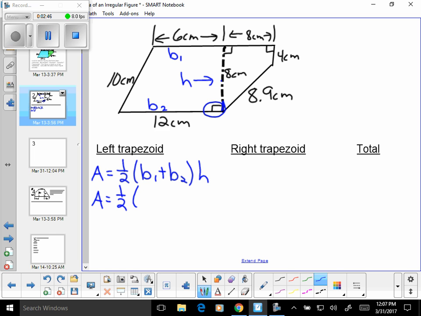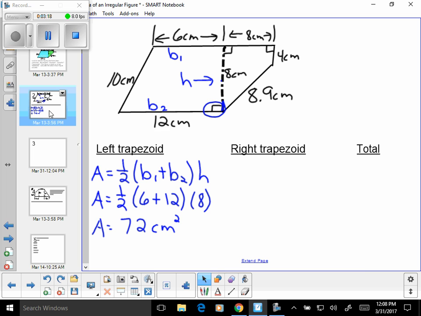1/2, my b sub 1 is 6, b sub 2 is 12, and my height is 8. If you'd like to hit pause and do the math, you certainly may. This one will have an area of 72 square centimeters. Now what I did was take 6 plus 12 is 18, divide by 2 is 9, and 9 times 8 is 72. I'm always looking for ways I can do it with mental math or easy paper and pencil math to save time over using a calculator.